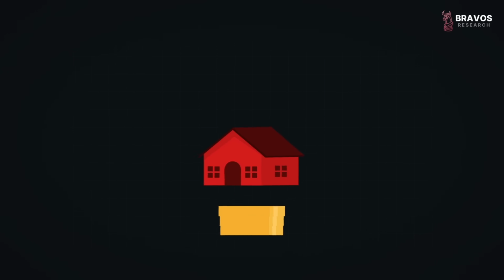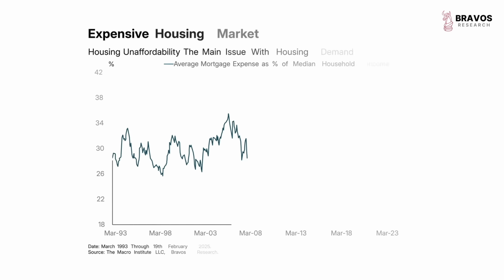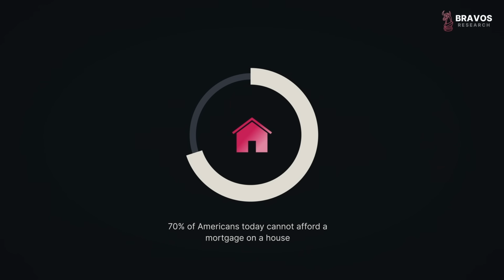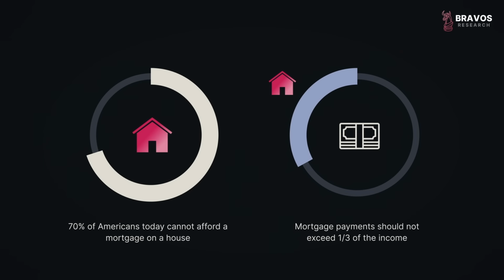The housing market is the most unaffordable it's been in decades of data. This is a chart showing the average mortgage payment as a percentage of the average income. The average mortgage payment today is 40% of the average household income. This is the most expensive mortgages have been in over 30 years. And it means that about 70% of Americans today cannot afford a mortgage on a house if they stick to the rule that mortgage payments should not exceed a third of your income.